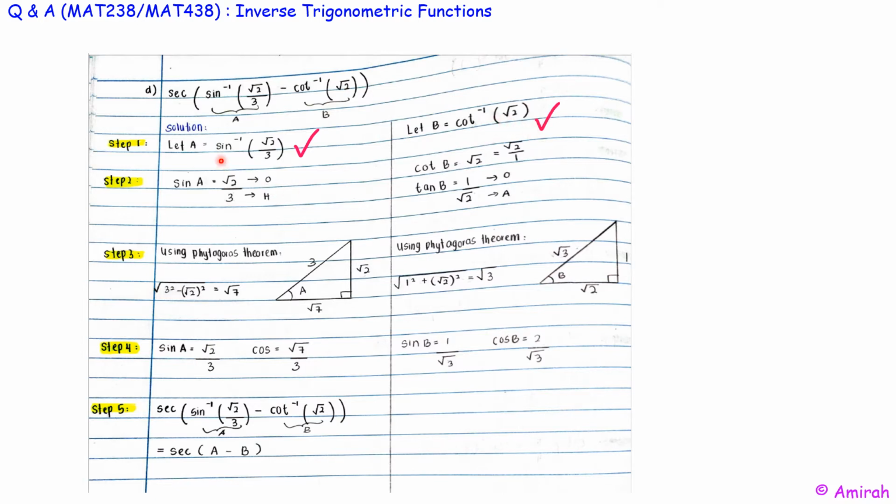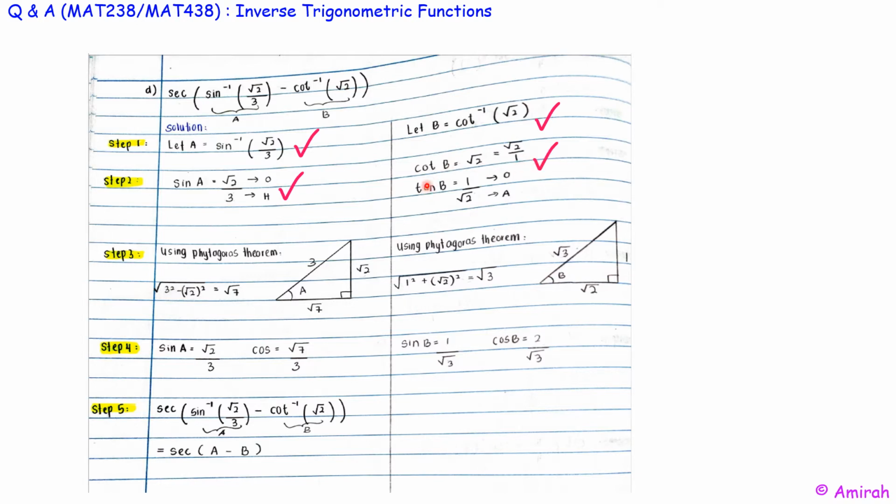And then from here, we need to move inverse sine to the left hand side. So we get ordinary sine A equals root 2 over 3. Then move inverse cot to the left hand side. So we get ordinary cot B equals root 2. Root 2 here means root 2 over 1.